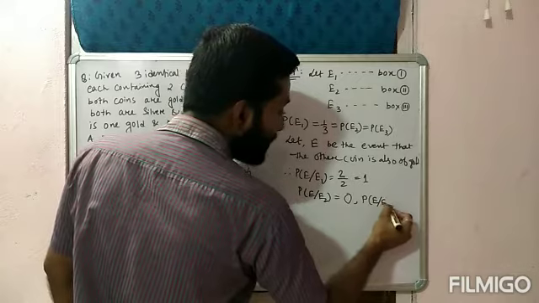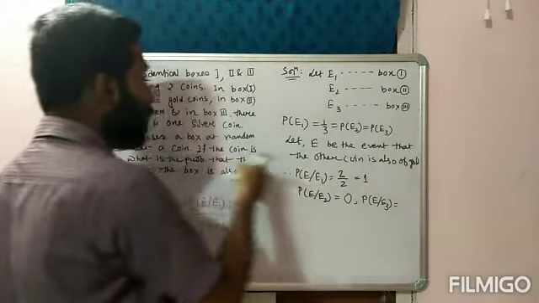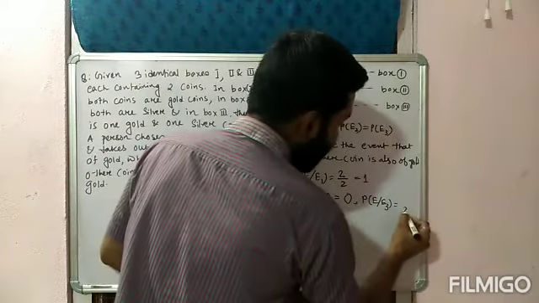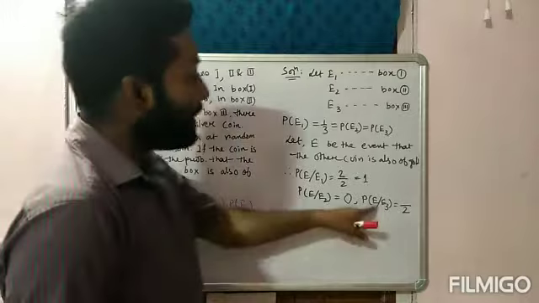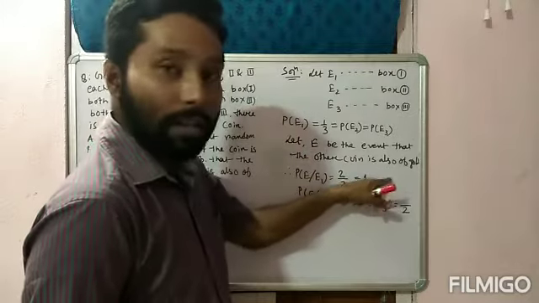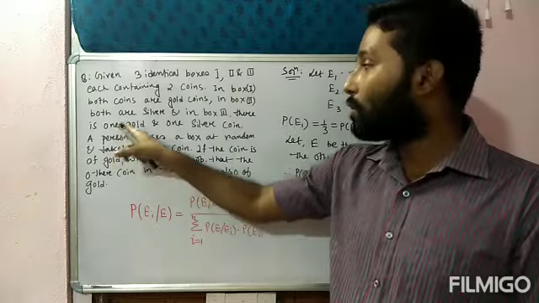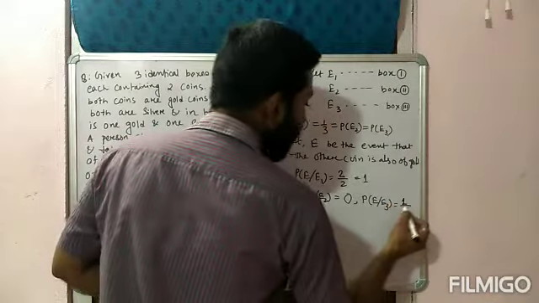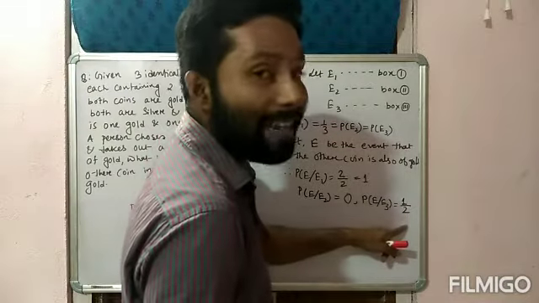Probability of E slash E3. Now in E3, that means in the third box, how many coins are there? Each box contains 2 coins. So that means denominator में तो 2 होगा. What about numerator? What is the meaning of E? The coin is of gold. So in third box, how many gold coins are there? There is 1 gold coin and 1 silver coin. So what will be the probability? This is 1 by 2. Yes, there is only 1 gold coin out of 2 coins.